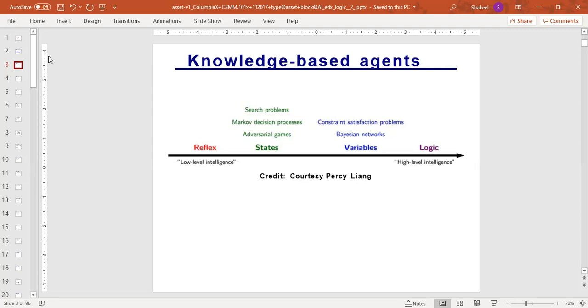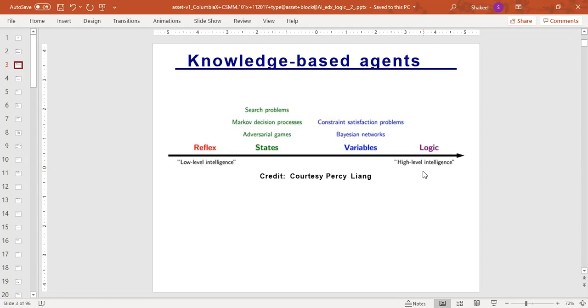To put things back in context, let's review Percy Liang's diagram for levels of AI intelligent systems. We have an x-axis and we classified roughly intelligent systems into reflex-based agents, state-based agents, variable-based agents, and logic-based agents. In the previous section, we got to see many of them.